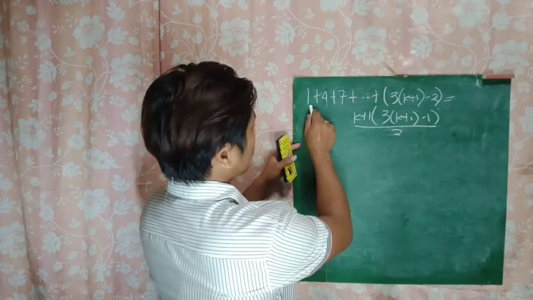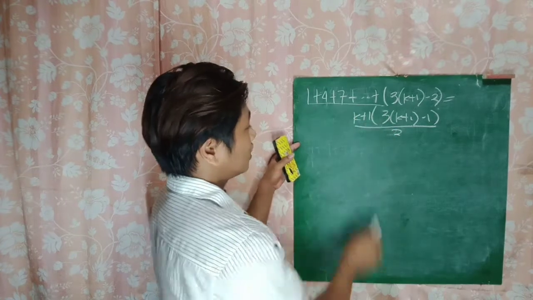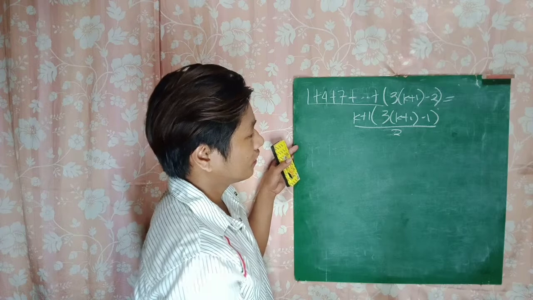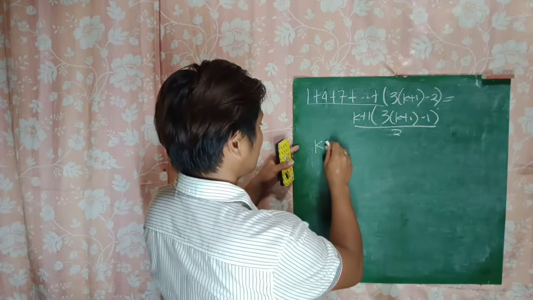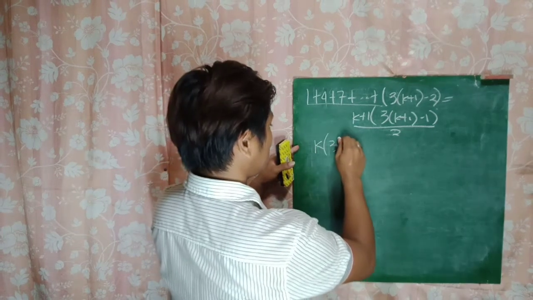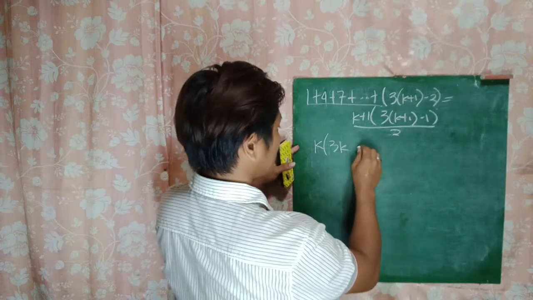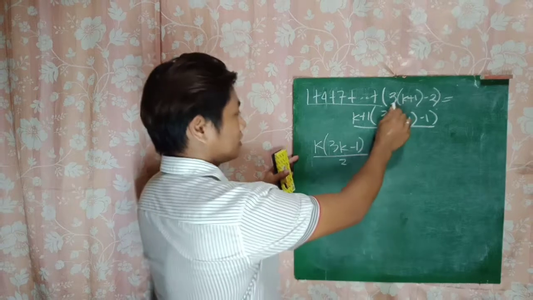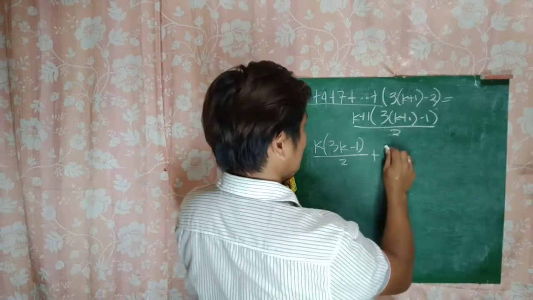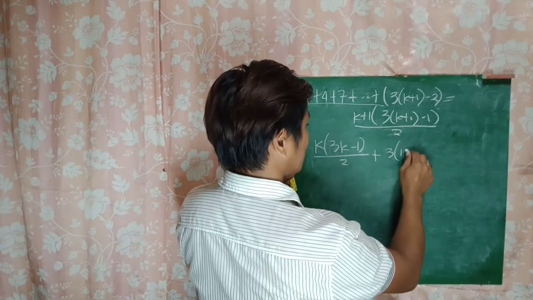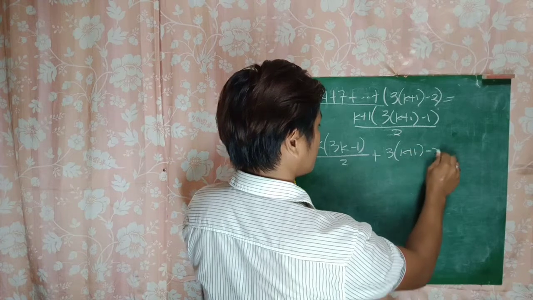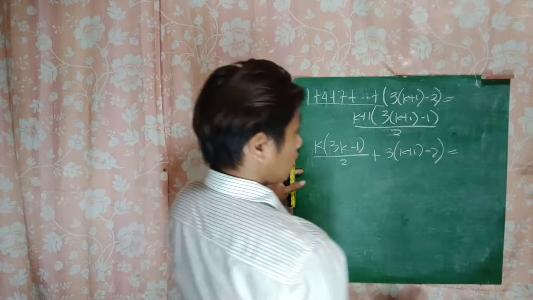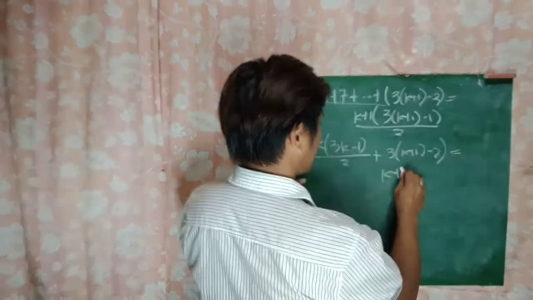So since we are going to substitute into this given equation, we have k times (3k minus 1) over 2, and then copy this equation, so plus 3(k plus 1) minus 2, and with this equation, equals (k plus 1).